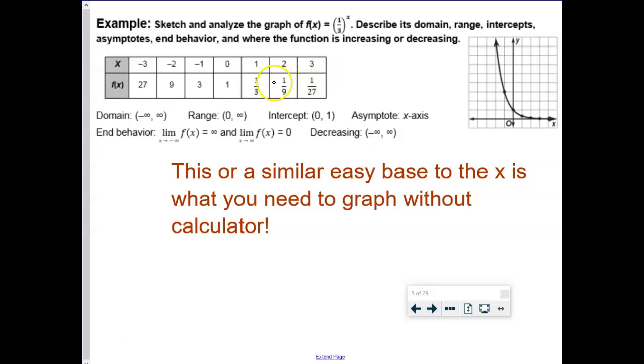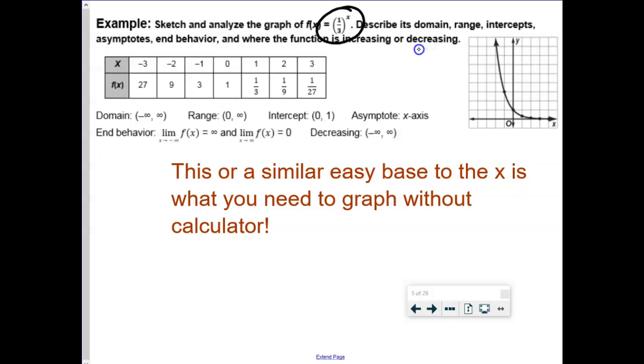So this one's already done for you. If this was my function and I was asked to graph this on my Friday's no calculator test, and guys, I mean like no calculator, not even a scientific one, okay? You would have to come up with an XY chart on your own.